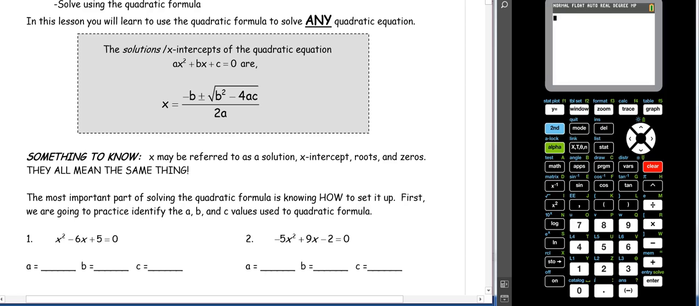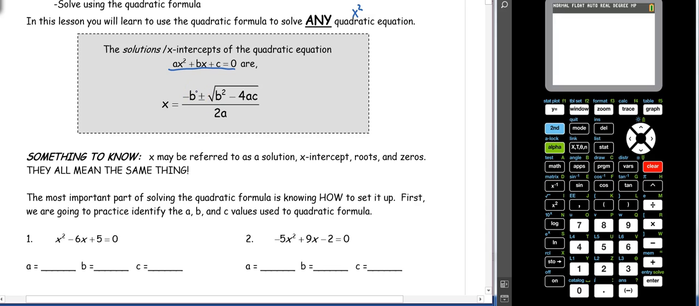This video is about solving using the quadratic formula. So in this lesson, we're going to learn to use the quadratic formula to solve any quadratic equation. Remember, a quadratic equation is anything that has an x squared in it. The solutions are the x-intercepts of a quadratic equation in the form ax squared plus bx plus c equals 0, and x equals negative b plus or minus square root of b squared minus 4ac over 2a.